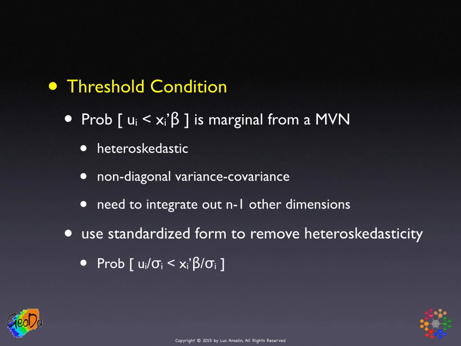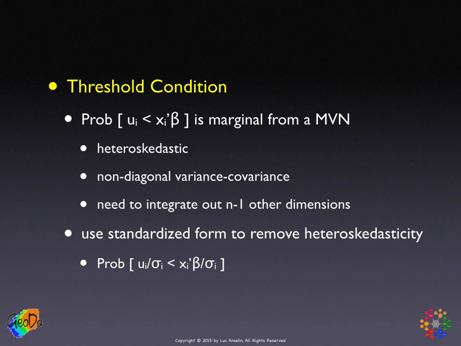And again, we have the same problem. The threshold condition here for u sub i is really a marginal from a multivariate normal distribution. It's not a marginal from an independent set of normal distributions. And this multivariate, as we know, is non-diagonal. There's correlation, but also it's heteroscedastic. And so we have to deal with the heteroscedasticity, the non-constant variance, and we also have to integrate out the n-1 other dimensions. One approach, which we'll revisit when we talk about estimation, is just to focus on the heteroscedasticity.